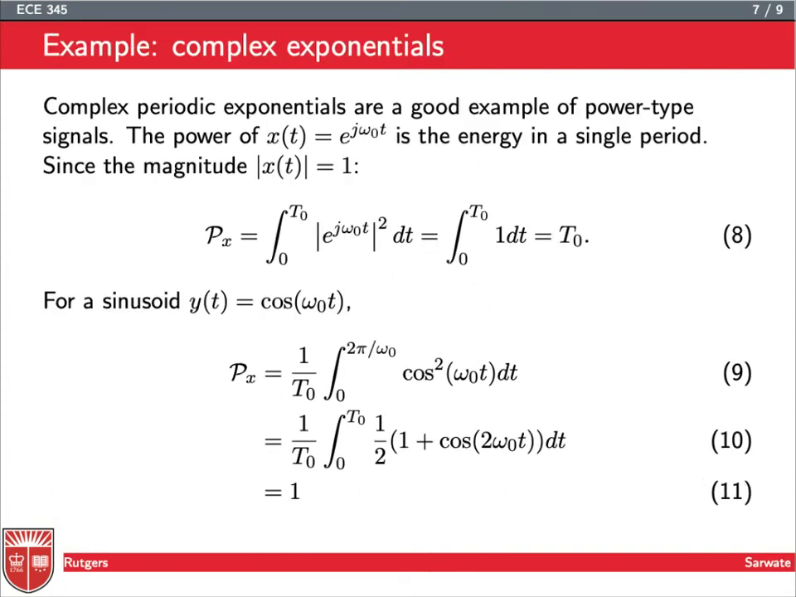Complex periodic exponentials are a very good example of power type signals. If we look at just e to the j omega t, then the magnitude squared is 1. So if I try to integrate that over all time, I'm going to get infinity. But if I look at the period, since it's a periodic signal with period T naught, which is 2 pi over omega naught, then we're going to get the integral from 0 to T naught of 1 dt, and we're just going to get T naught. For a sinusoid, cosine omega naught t, we can again take the square of the cosine. We're integrating over one period, from 0 to 2 pi over omega naught, which is the same as T naught. And then we have to do a little bit of cosine squared and double angle formulas to get from equation 9 to equation 10. So it's a good thing to refresh your trigonometry from high school. And then when you integrate this out, you get 1.